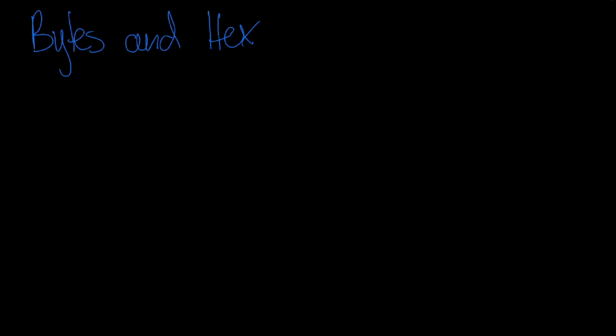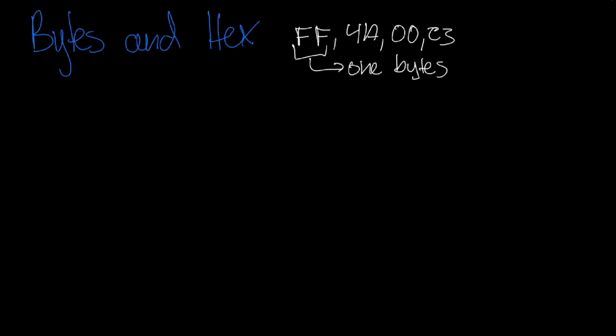So for example, you might see FF, 4A, or 00 or C3. Each pair is actually one singular byte. This way is compact, readable, and it maps directly to the underlying storage.